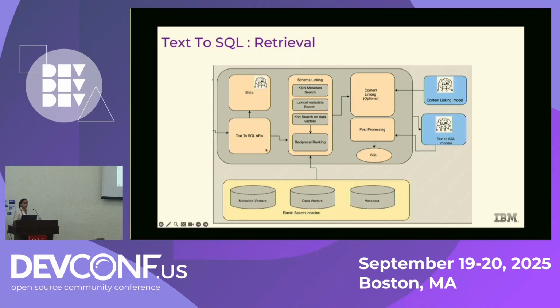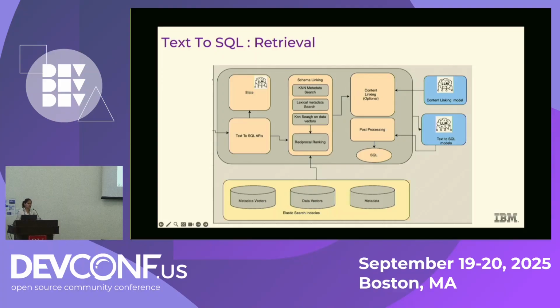When the natural language question comes to our service, we use an embedding model. This is the Slate model hosted on watsonx from IBM. And we take that, we create the vectors out of it. Then we go through this part of schema linking, where basically we run these different types of metadata searches, the keyword searches, we run some data searches, and then we do reciprocal ranking or re-ranking of returned results based on our business requirements, right?